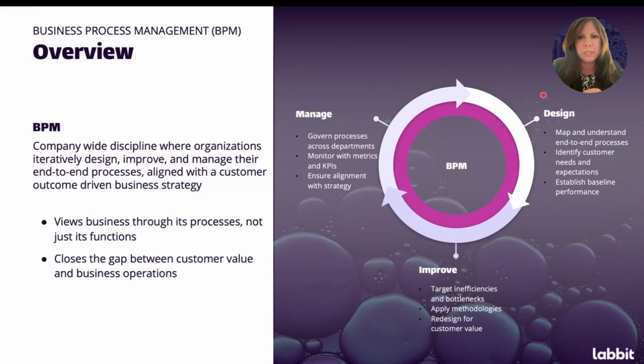We'll go into more detail on each of these phases in later slides, but for now, let's touch upon them briefly. During the design phase is where we map and understand our organizational processes. We identify customer needs, value drivers, and expectations, and establish a baseline for performance. During the improve phase, we're focused on targeting inefficiencies, bottlenecks, constraints, and applying proven methodologies for process improvement, redesigning the process to maximize that initial value driver that we're focused on.